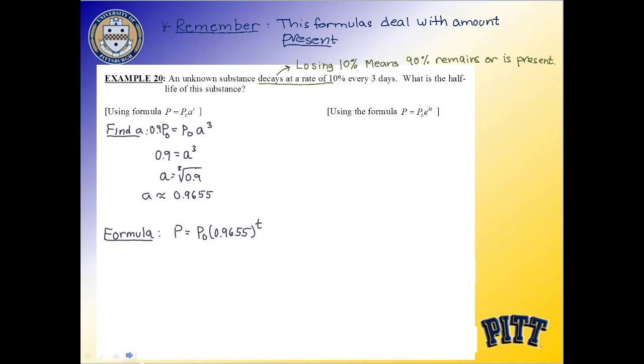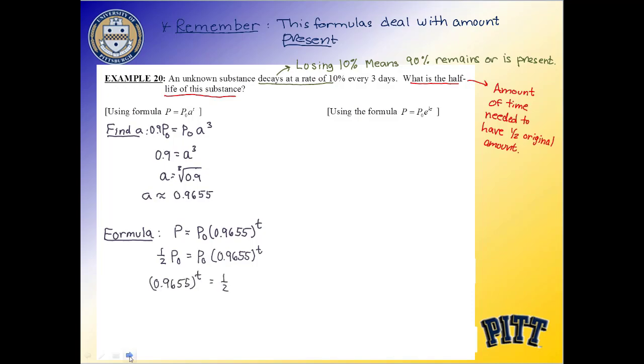So we want to know what the half-life is. A half-life is the amount of time, so we're looking for time, T, when I have half the original amount left. So my final amount, P, is going to be 1/2 the original amount. I divide both sides by P sub 0. I end up with 0.9655 to the T power equals 1/2.